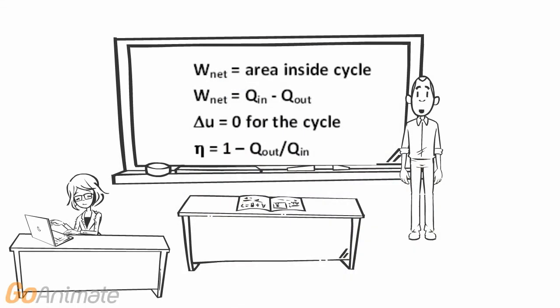Now, let's summarize what we've learned. For any thermodynamic cycle, the net work done is the area inside the cycle and the total change in internal energy is zero. In addition, since the change in internal energy is zero, the work done must equal the net transfer of thermal energy. And finally, the efficiency of the cycle is 1 minus the ratio of thermal energy removed to thermal energy added. In another physics video episode, we'll take a look at a special thermodynamic cycle.